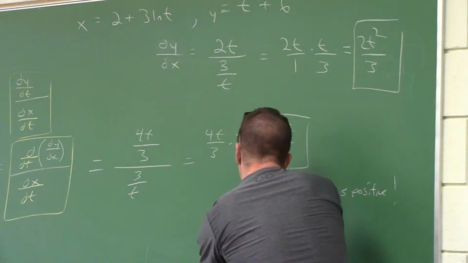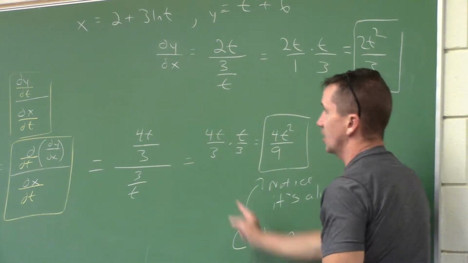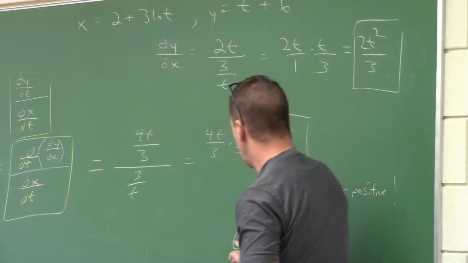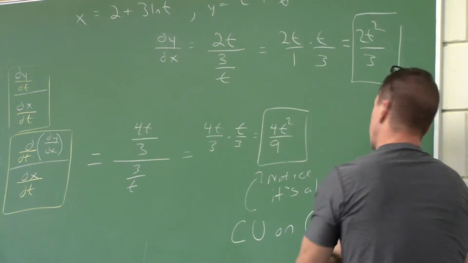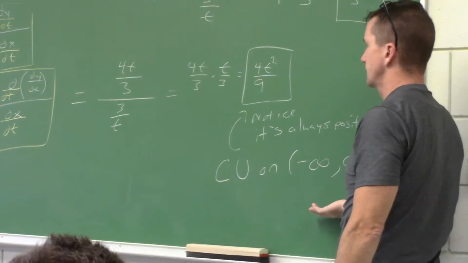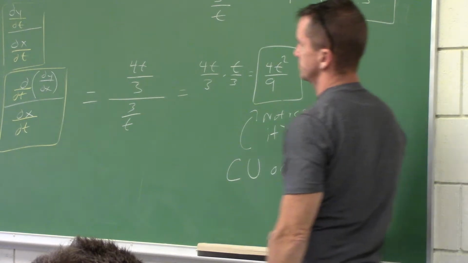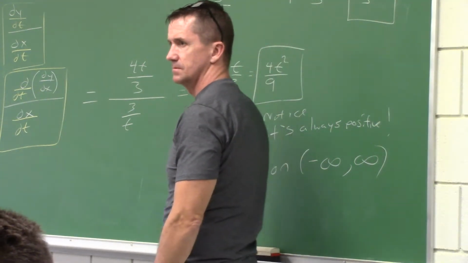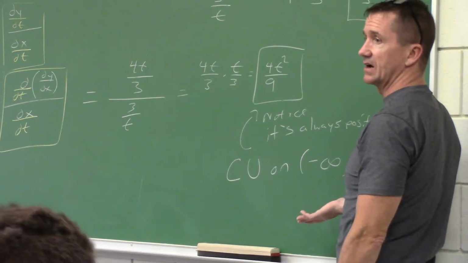I'll put CU on what interval? It's concave up. I'm talking about the curve. The curve is concave up on the interval negative infinity to infinity. Isn't that cool? Did you say the integral? You mean the interval? The interval. It's concave up and it's never concave down.